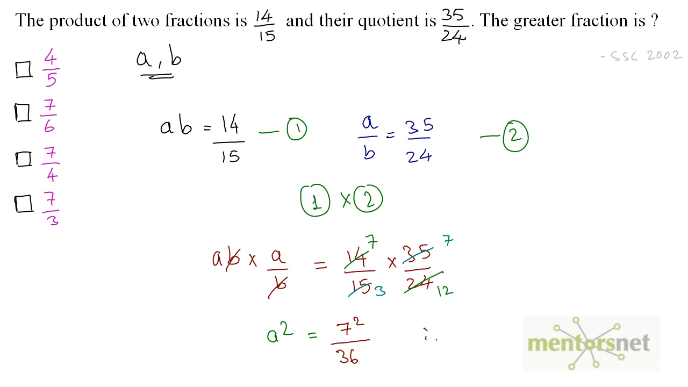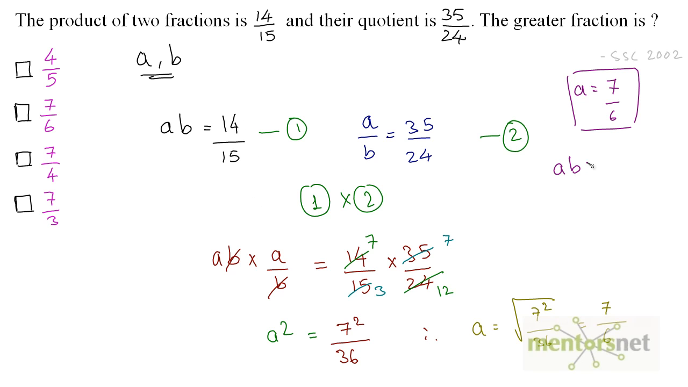So therefore we get the value of A as equal to under root of 7 square by 36, and that is equal to root of 7 square is 7 upon root of 36 is 6. So A is equal to 7 by 6. We have the value of A, we can calculate the value of B. Let's take any of these equations. Let us take this first equation, put this value of A into it.